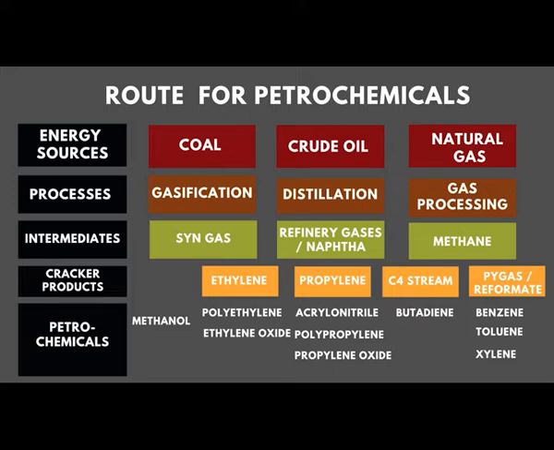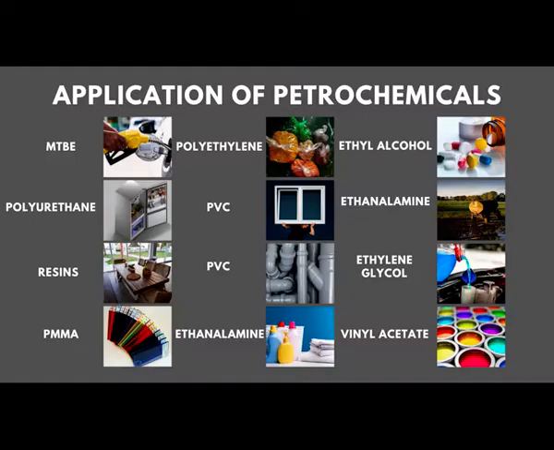If you want to list down all the petrochemical products, time will not be sufficient. Since this particular subject is dealing with petroleum refining, we are only going to talk about some of the important petrochemical products. So now let's see the different applications of petrochemicals. First, MTBE, which stands for methyl tertiary butyl ether, is used as a fuel additive to improve the octane number of gasoline. Then polyurethane.